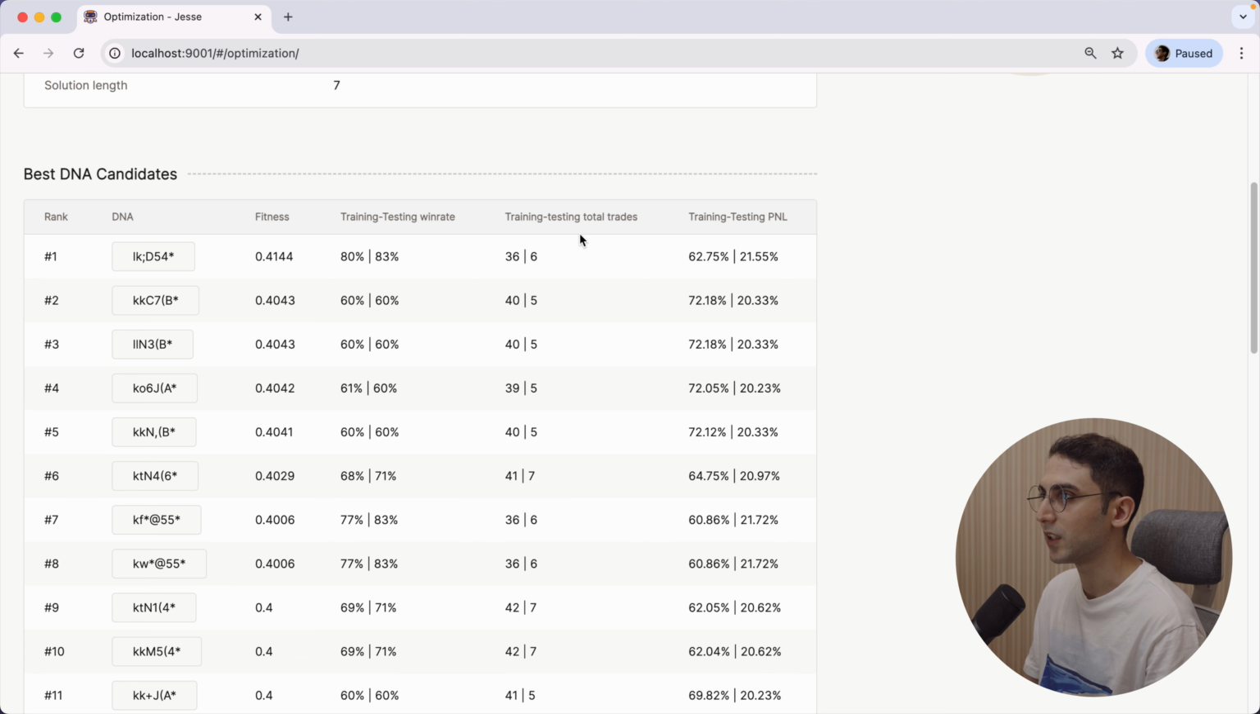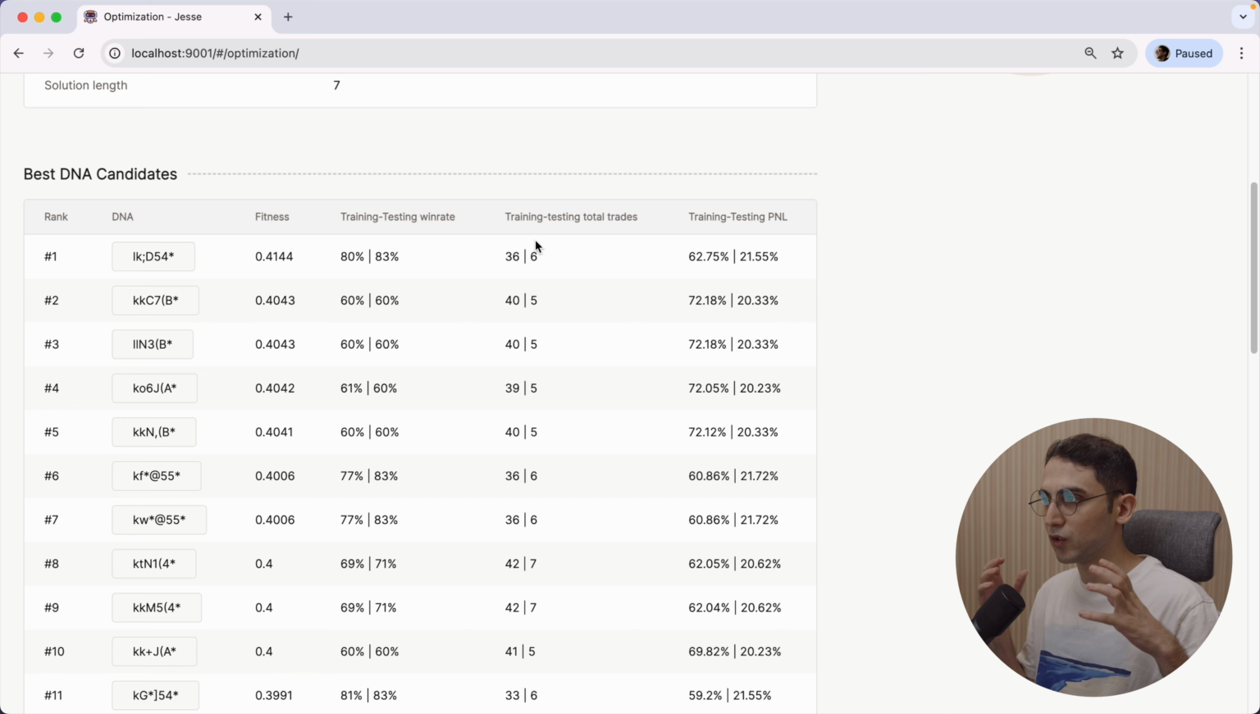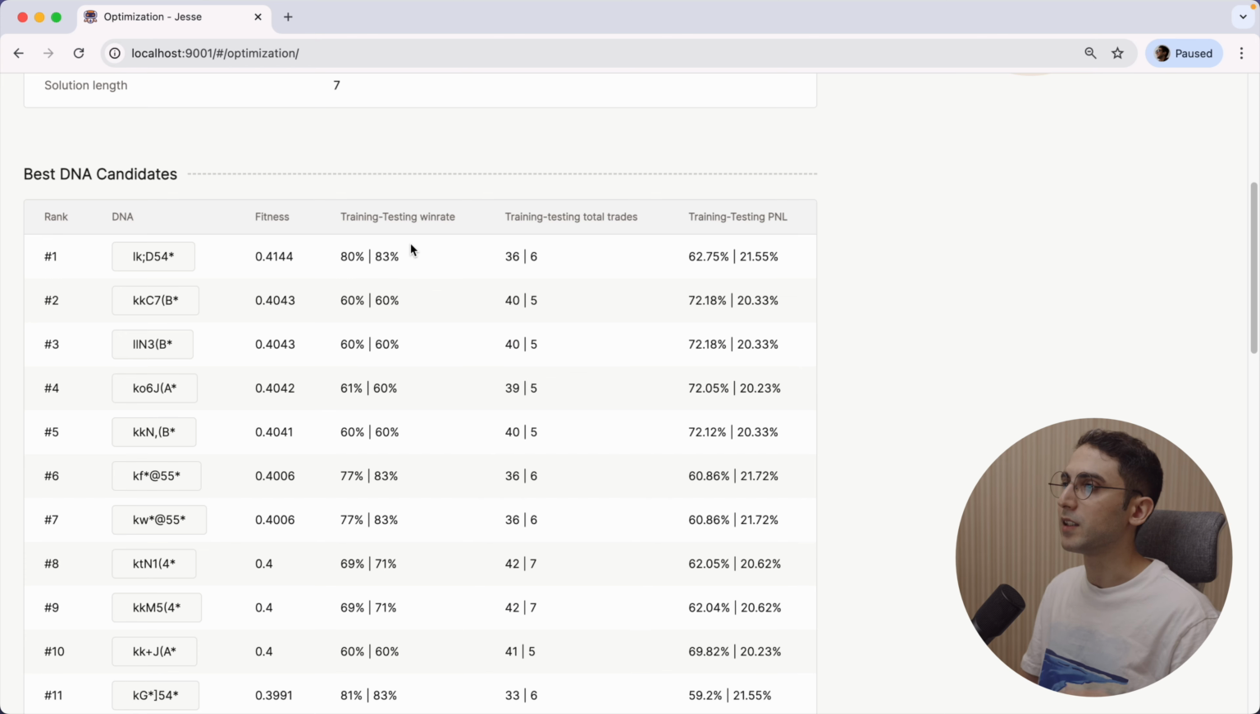Now, these are the total trades that were executed. So in the training period is 36, on the testing period is 6, and these are the P&L for those 2 backtests. Now, what's the difference between training and testing? Well, the training period is what Jesse is using to improve itself based on the metric that it is using, which is this fitness number here. But the testing number has no effect in that, but for our eyes, it's really useful.